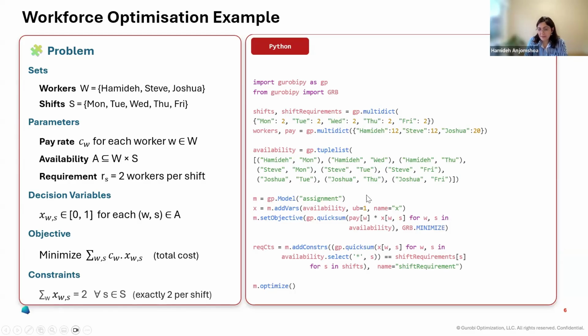I'll pause here for 30 seconds so that you look at this and figure out why it is infeasible. How come we cannot have 2 people? We have 3: Hamida, Steve, and Josh. These are the availabilities, but we cannot have 2 people every day. You can jump in and answer or text whatever you would like to.